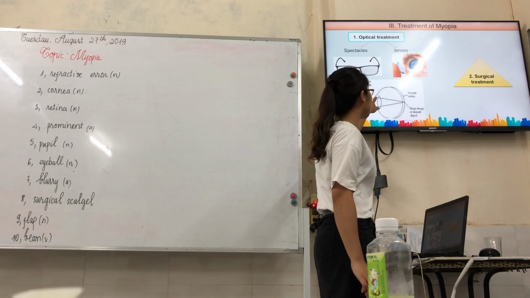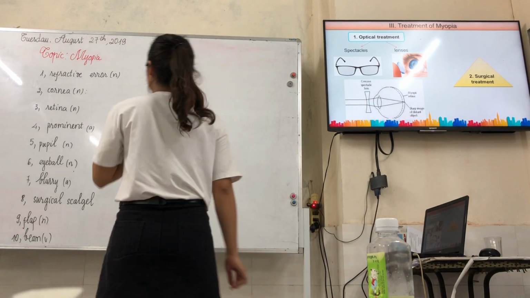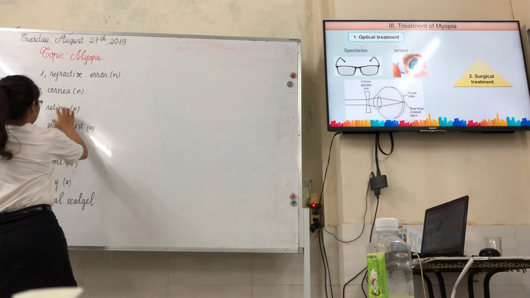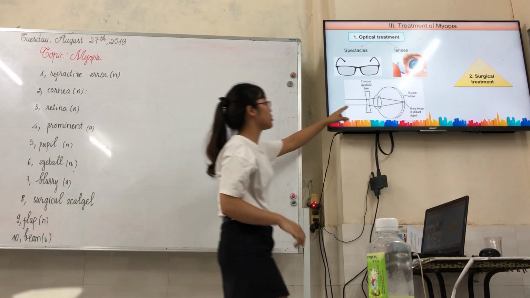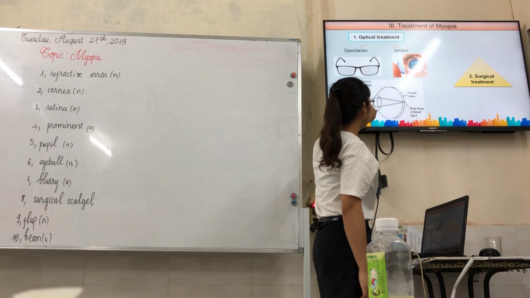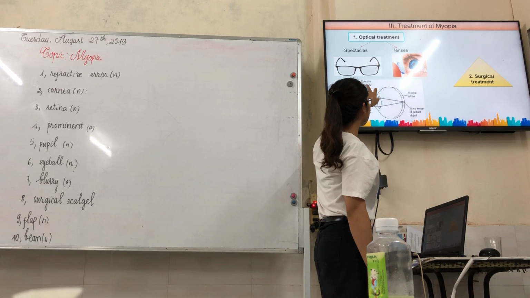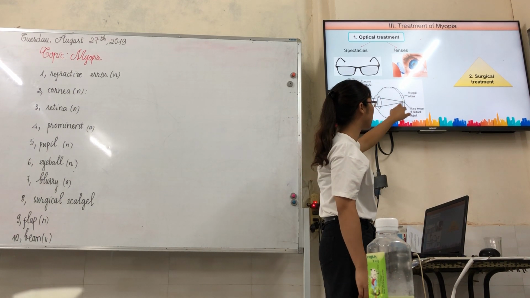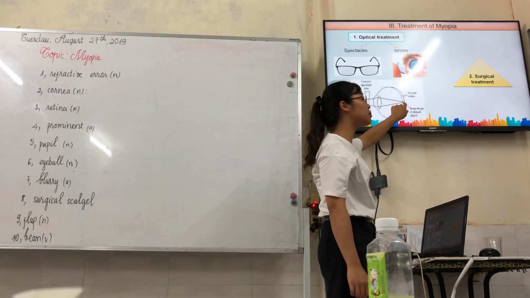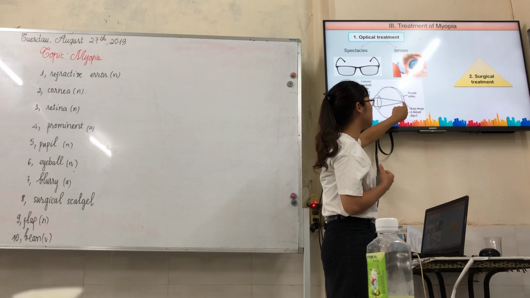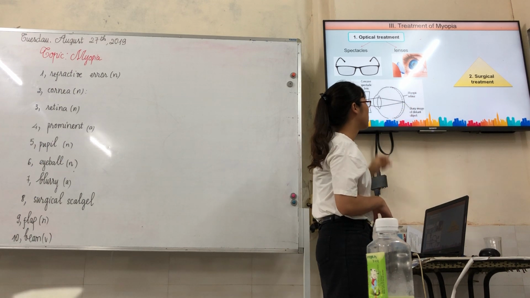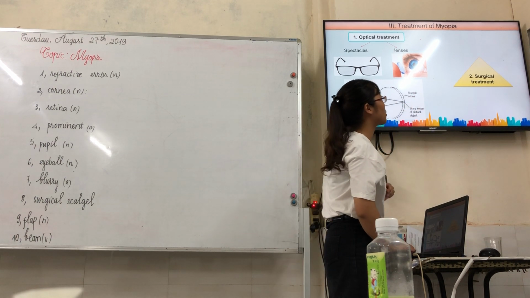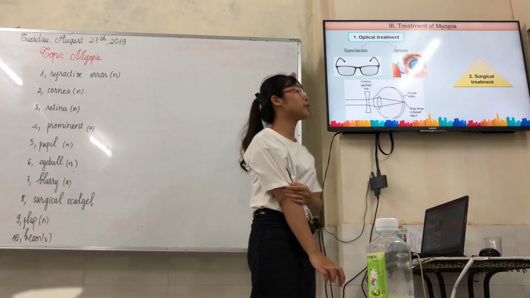It will train the cornea and the retina. You can see that. That is the curved lens. Yes, when the parallel lines of light come to here, it will put the image of the object on the retina. And so, what about the surgical treatment?